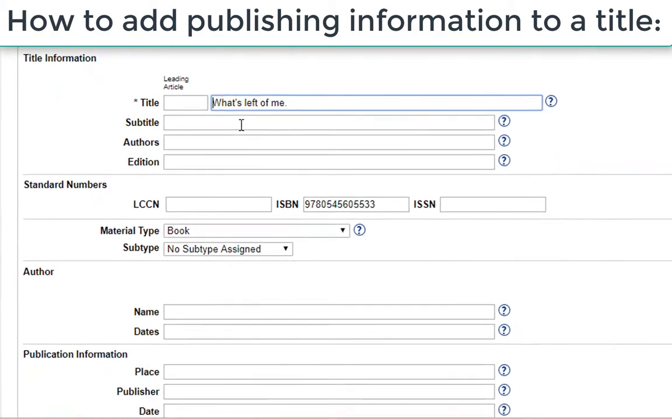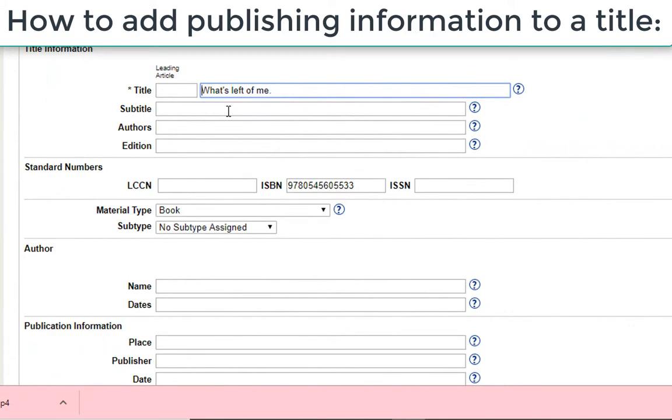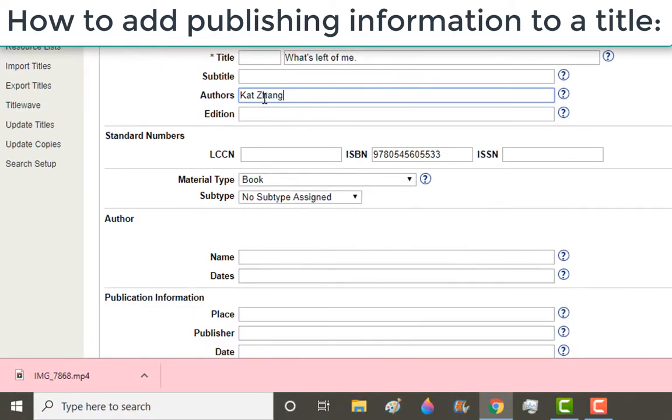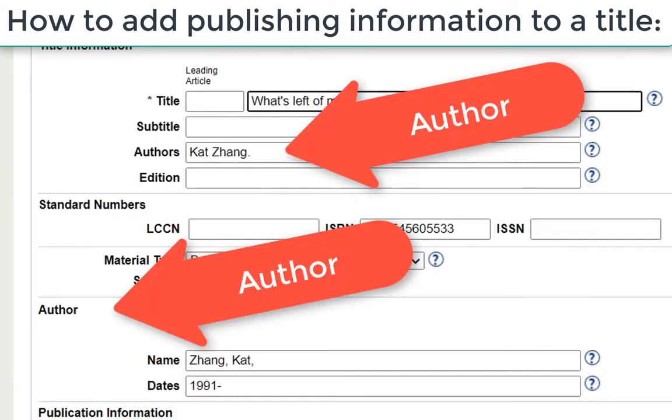Subtitles are almost always for nonfiction, whereas you're working exclusively with fiction, so skip that part. Type in your author as his or her name appears in arbookfind.com. You'll notice there are two sections for author information in Follett Destiny.